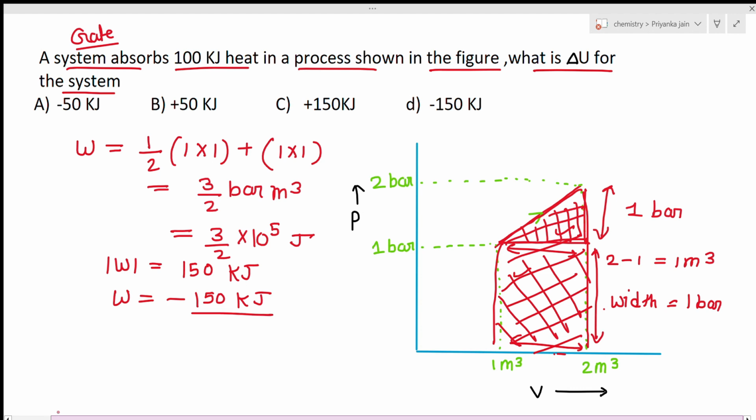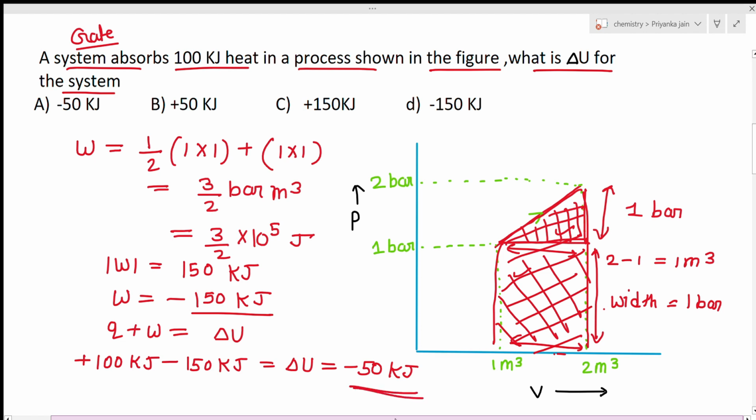Okay. Now you have to calculate the value of delta U. And we know Q plus W is equal to delta U. And it is given that Q is equal to 100 kilojoule, heat that the system absorbs. It means it is positive. So 100 kilojoule minus 150 kilojoule will be equal to delta U. So delta U comes to be minus 50 kilojoule. It means there is a decrease in the internal energy of 50 kilojoules.